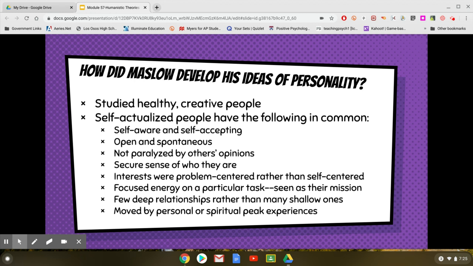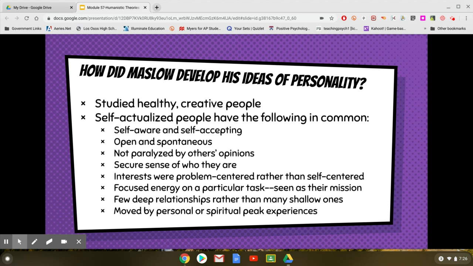He studied people that he admired, what he saw as healthy, creative people. And he saw that most people he considered self-actualized had some commonalities. They were very much self-aware and self-accepting. They knew who they were, had a strong sense of who they were, and were okay with who they were. They tended to be more open and spontaneous. They didn't care about other people's opinions of them. They were secure in who they were without seeking approval from others.